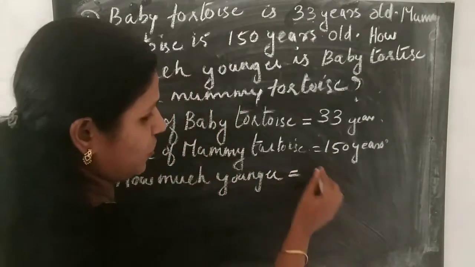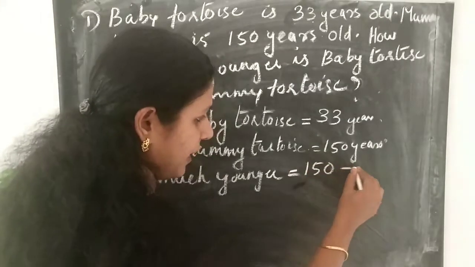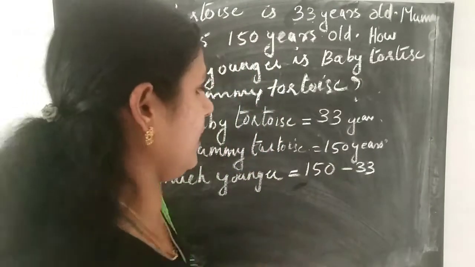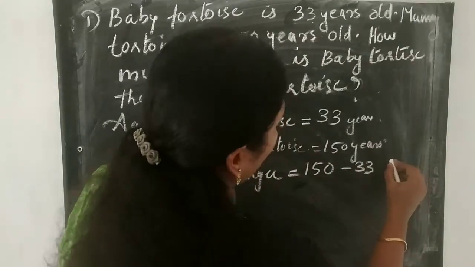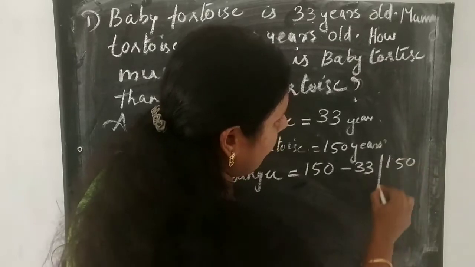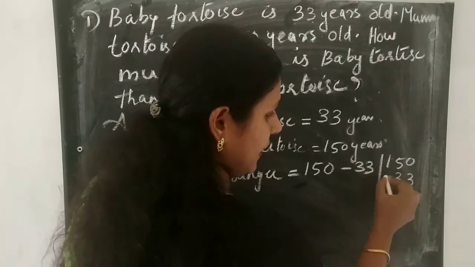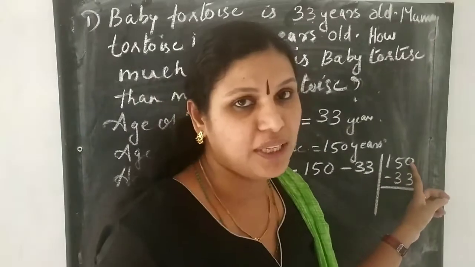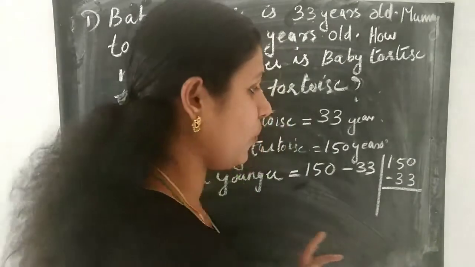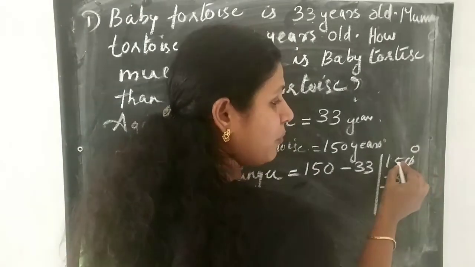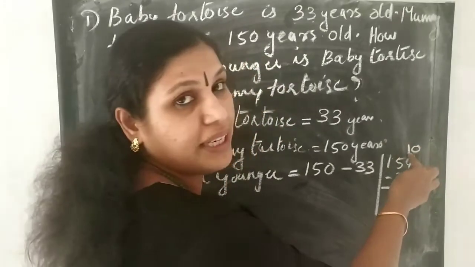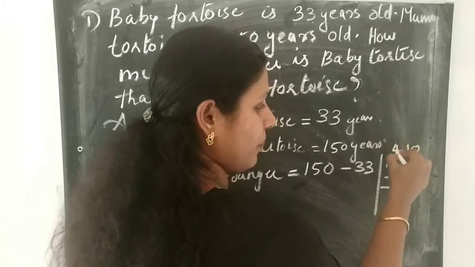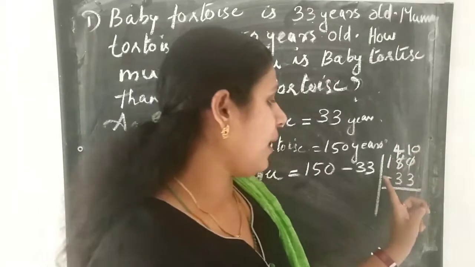How much younger? So we have to subtract 150 minus 33. We have to subtract this 33 from this 150. That is 150 minus 33. 0 minus 3, we can't do this. So we cut and write 0 here, borrowing 1 from here. Now it is 10, and instead of this 5 it is now 4. Okay, so 10 minus 3.